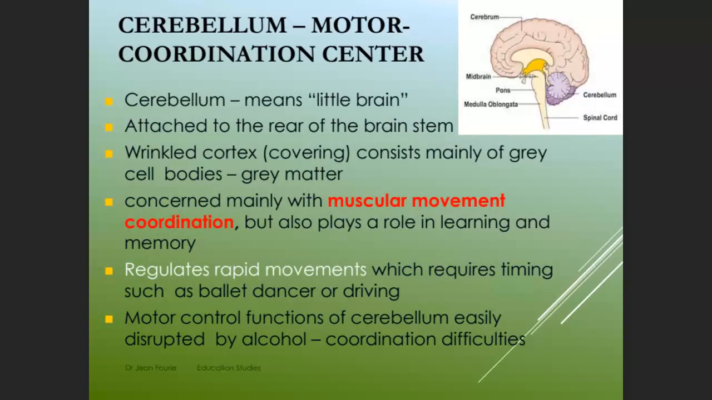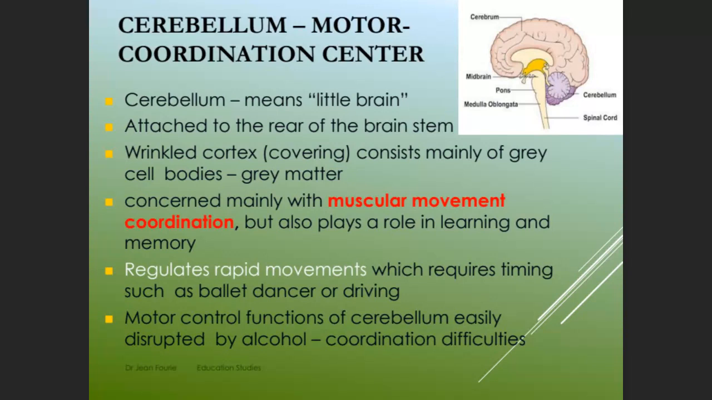The cerebellum, which lies at the base of the skull, is also known as the little brain. It is attached to the rear of the brain stem and consists mostly of gray matter, gray neural matter, and this part is concerned with muscular coordination. So it plays quite a large role in the coordination and the learning and memory of anything to do with muscular movements. It regulates our rapid movements.